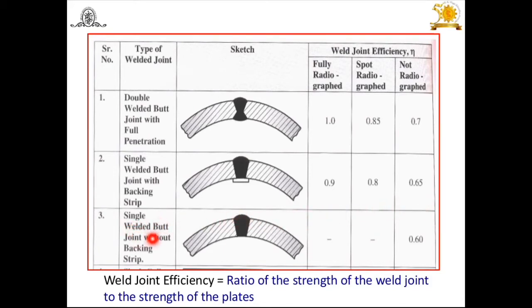And similarly, a single welded butt joint without backing strip. Here the strip is not provided. The efficiency is 0.60 or 60% for not radiographed. And weld efficiency means the ratio of the strength of the weld joint to the strength of the plates.